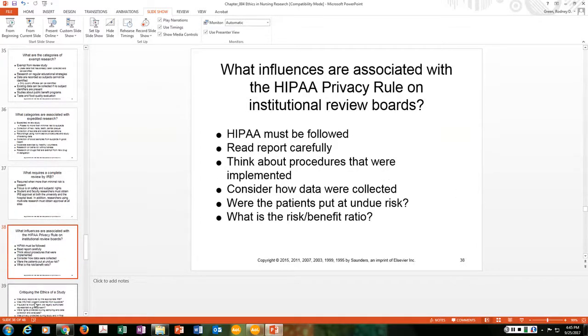What influences are associated with the HIPAA Privacy Rule on IRB boards? HIPAA must be followed. The report has to be read very carefully. The IRB panel must think about the procedures that were implemented, consider how the data were collected, were the patients put at undue risk, what is the risk-benefit ratio.